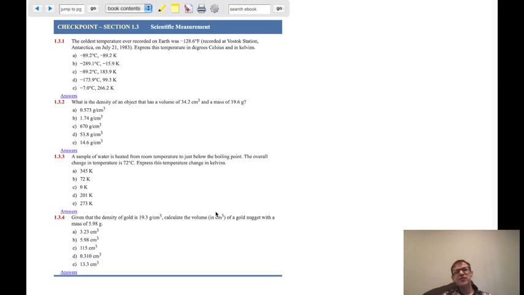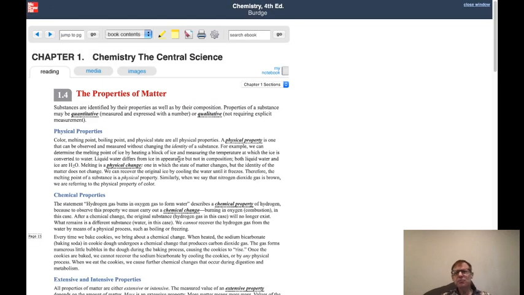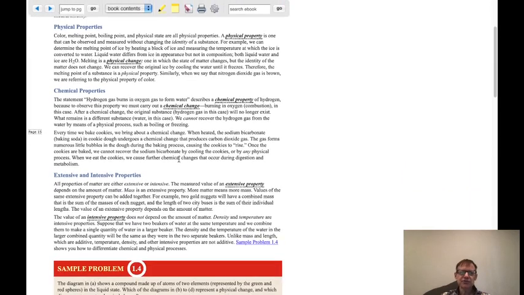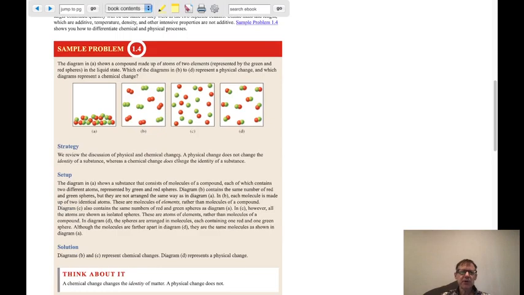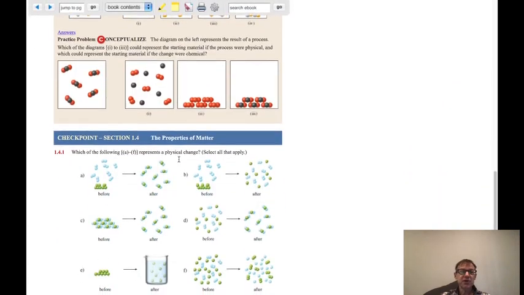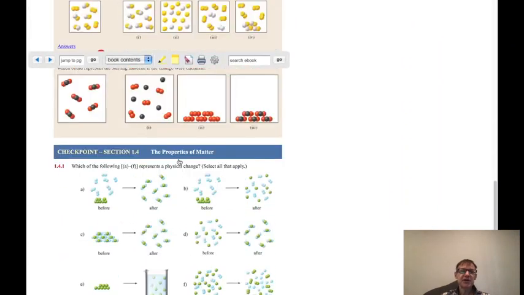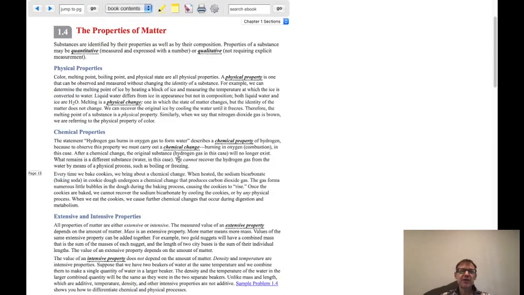And so at the end of this section are the checkpoints on the scientific method and scientific measurement, and you'll want to go through those checkpoints as well. The next section, again, is a more descriptive discussion of chemical and physical properties. So I, again, encourage you to read through these, try the sample problems, the practice problems, and the checkpoints. But I'm not going to spend much time on there. This is a chemistry course, so it is somewhat important to know the difference between chemical and physical properties. So read through this section, and I'll give you some details on that.